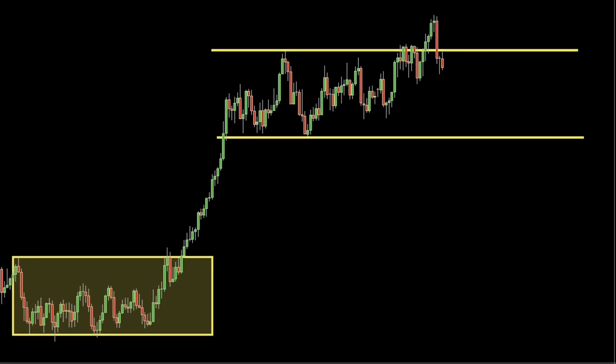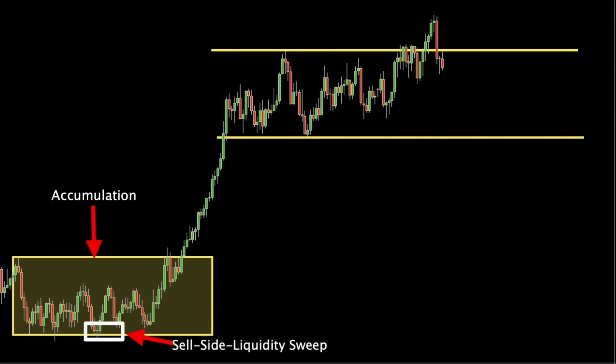Now let's shift focus to the distribution phase and see how smart money uses liquidity sweeps to trap retail traders at resistance. Take a look at this chart. The market was in an accumulation phase, where buyers and sellers were trading within a range. Then market makers created a sell-side liquidity sweep before driving the price upward. After the accumulation phase, the market started trending higher. But soon, it moved sideways into a range again. This is where things get tricky.